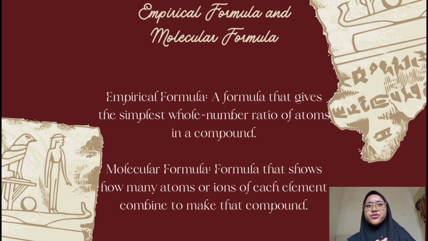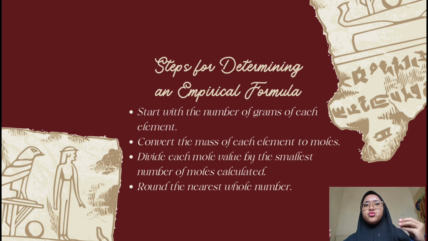Alright, let's move on to empirical formula and molecular formula. Empirical formula is a formula that gives the simplest whole number ratio of atoms in a compound. Molecular formula shows how many atoms or ions of each element combine to make the compound. Okay, how to determine the empirical formula? Here are the steps for determining an empirical formula.